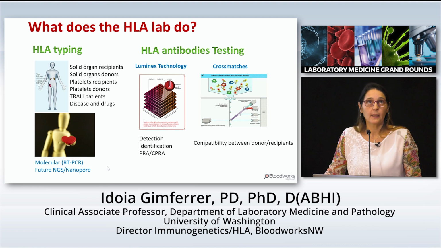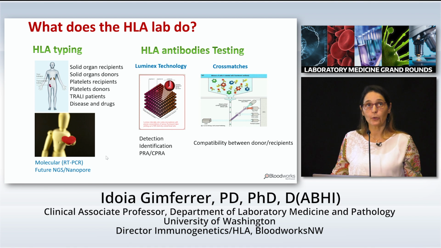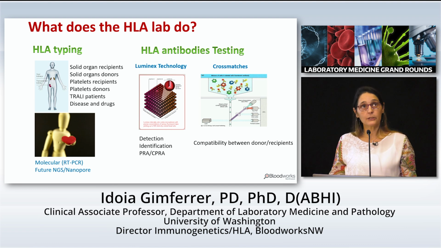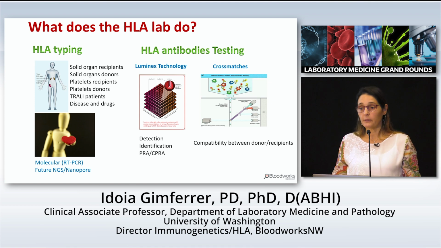So what do we do at the HLA laboratory? We do HLA typing for solid organ recipients, solid organ donors, platelet recipients, platelet donors, for trial investigations, and sometimes for drug and disease association. We do molecular testing. We are looking into next generation sequencing or nanopore sequencing down the road. That's something that we want to bring to the lab. But right now, we do real-time PCR.